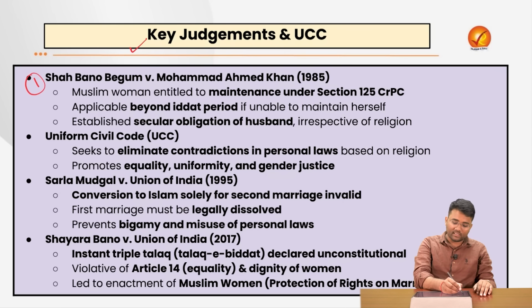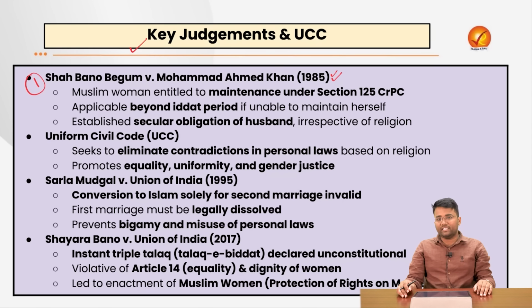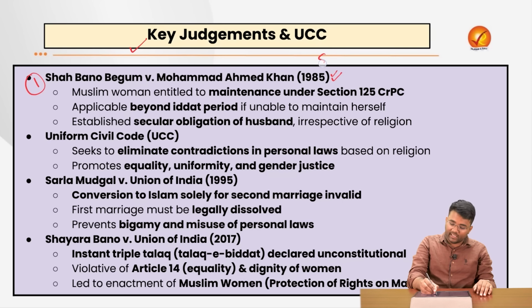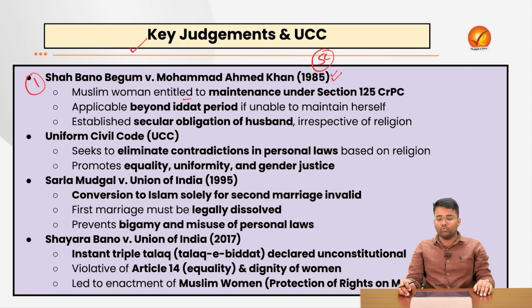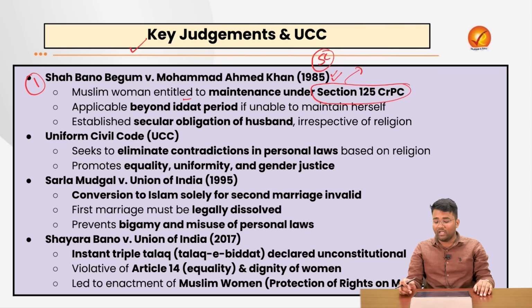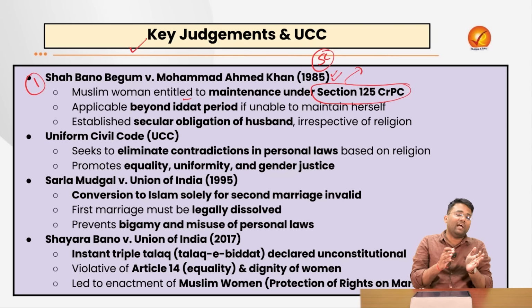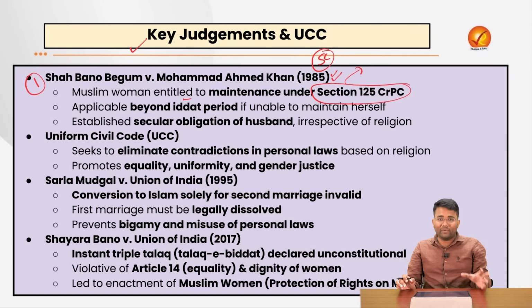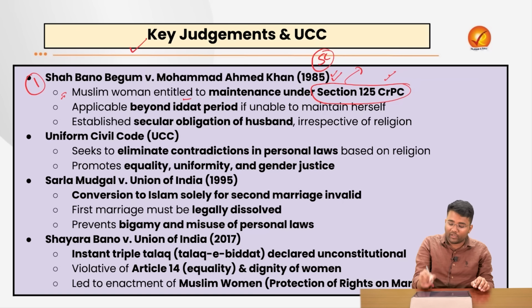The most important is Shah Bano Begum versus Muhammad Ahmad Khan, which came in 1985. In this particular judgment, the Supreme Court said that Muslim women are entitled to maintenance under Section 125 of CrPC. Section 125 of CrPC talks about the maintenance of wives, children, etc. Ideally, maintenance is part of the civil domain, so different religions have different codes or laws related to maintenance. But the Supreme Court said that Muslim women are also covered under Section 125 of CrPC, which talks about the maintenance of women.